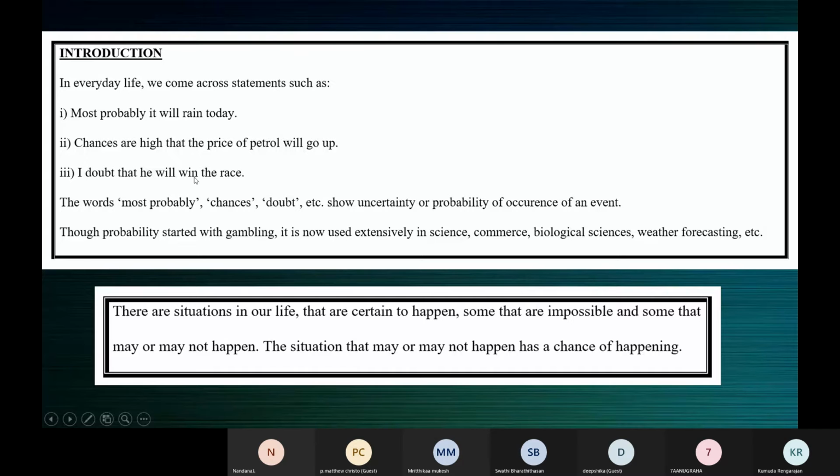Perfect. We're just taking some example statements. In a certain example, it may be 100%. Sure, it might be 100%. That is, it may be certain that it will happen. Okay, so these words suggest some uncertainty.